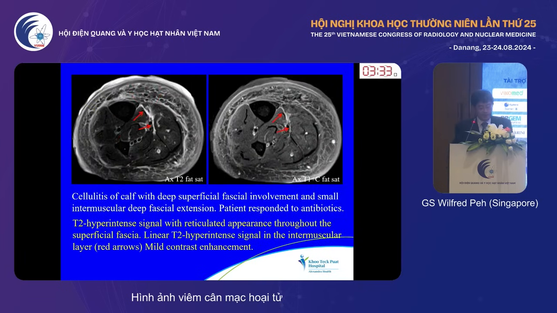Here's another example of cellulitis. There is a little bit of fluid, indicated by the red arrows, in the intermuscular fascia, but this is just a small area, and most of the fluid is in the superficial fascia. So this is cellulitis of the calf with just a small area of intermuscular deep fascial extension. And this patient responded well to antibiotics. The patient didn't need surgery at all.